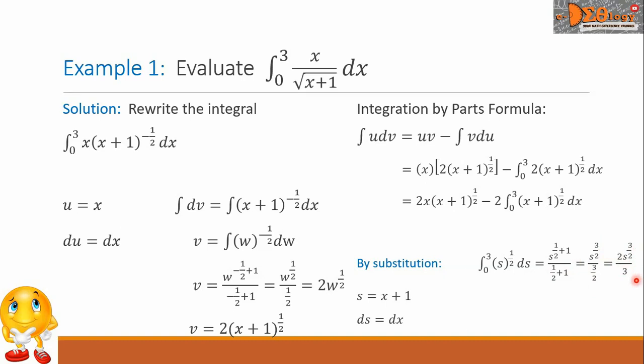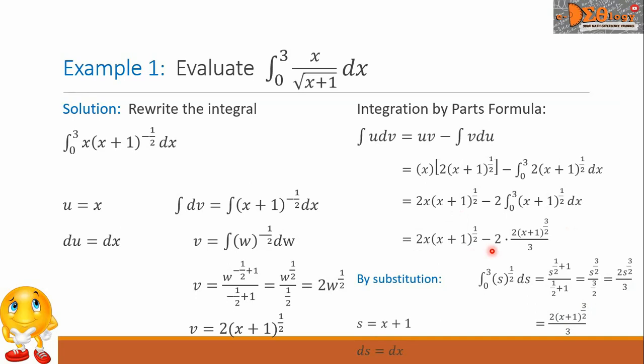This time, let us return the value of s in terms of x. So we have 2 times the quantity x plus 1 raised to 3 over 2 all over 3. And from here, this is the value of this integral. Let us do the substitution. Writing again the value of uv and then minus 2 times this value, now substituted in here.